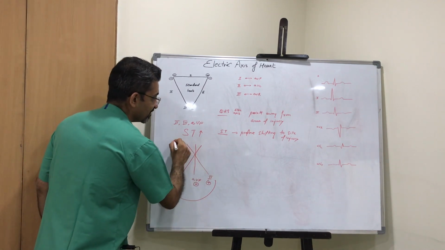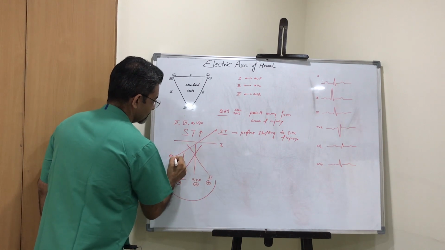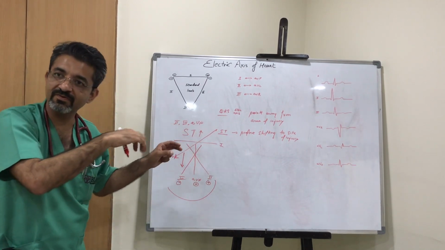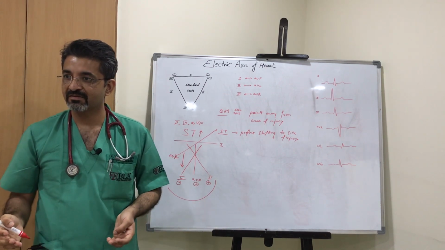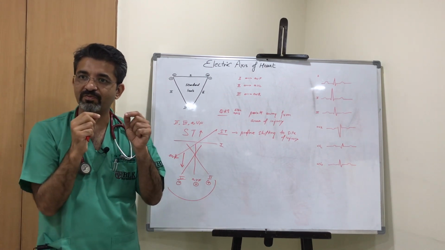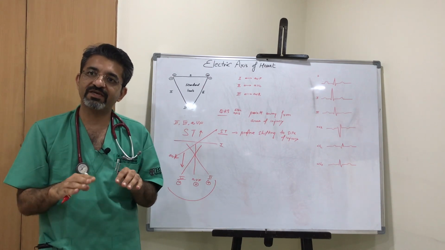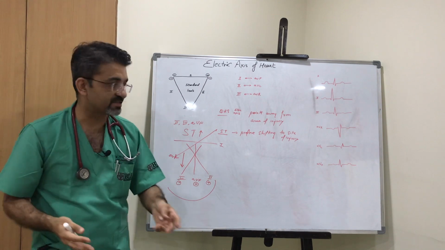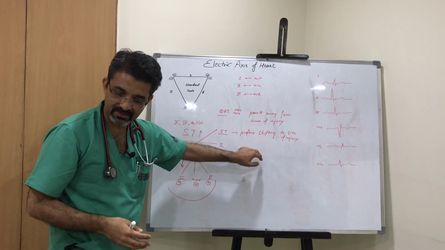What will happen in lead 1 and aVL? In 1 and aVL, something is going away from them. It's going away. What will happen? I have ST segment depression. By convention we understand that whenever we have an inferior wall MI, my ST elevates. But why does it elevate? The reason is this. Getting the point?